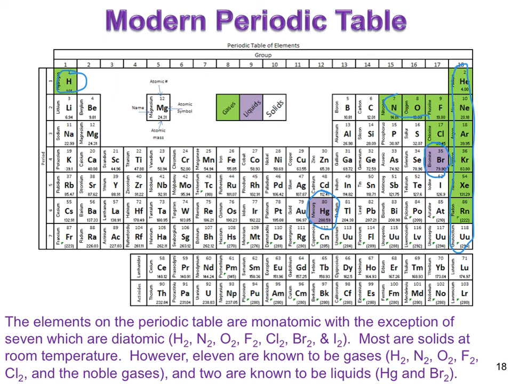Nitrogen, oxygen, fluorine, and chlorine are the other four gases. Hydrogen, nitrogen, oxygen, fluorine, and chlorine are diatomic gases. Bromine is a diatomic liquid, and iodine is a diatomic solid.